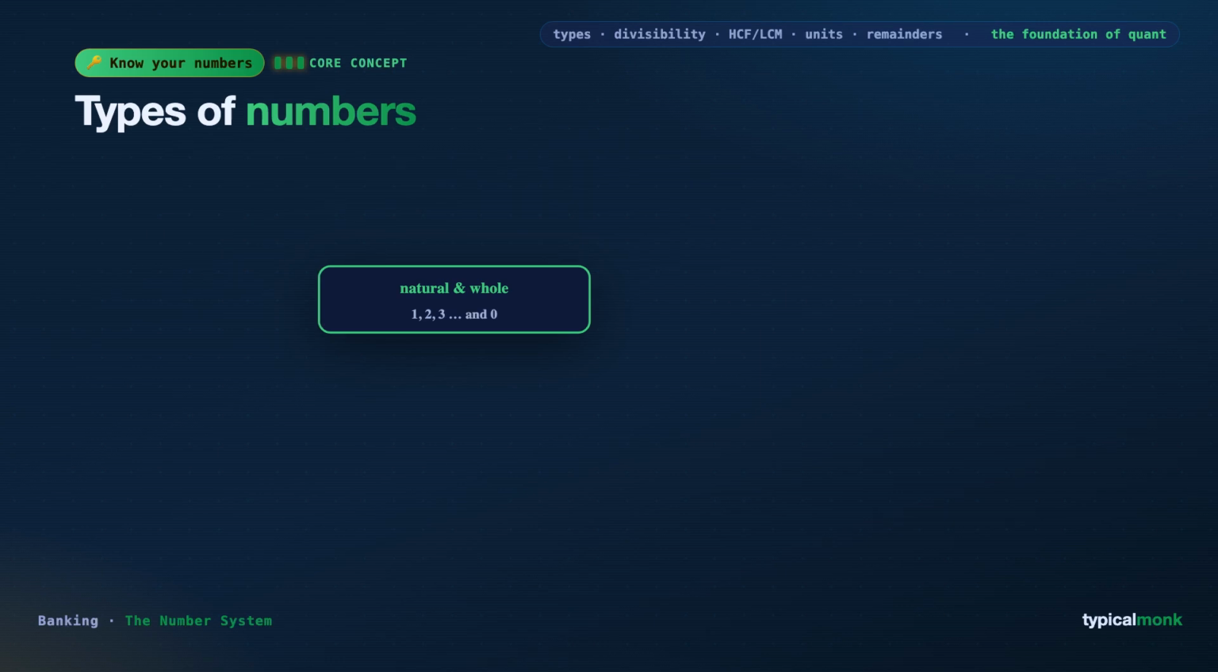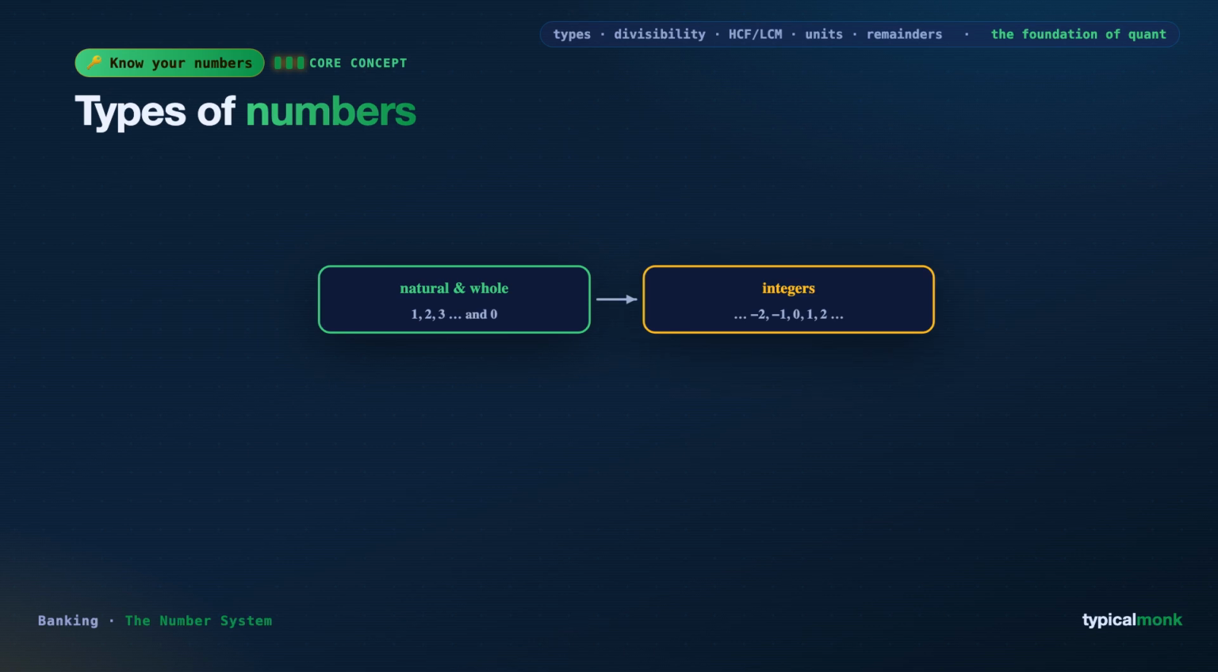Let us begin at the very beginning with the types of numbers, because the vocabulary here appears constantly and you must be fluent in it. The most basic family is the natural numbers, the counting numbers 1, 2, 3 and so on. And if you include 0 with them, you get the whole numbers 0, 1, 2, 3 and up. These are the numbers we count with, the ones you have known since childhood. Simple, but the foundation of everything else.